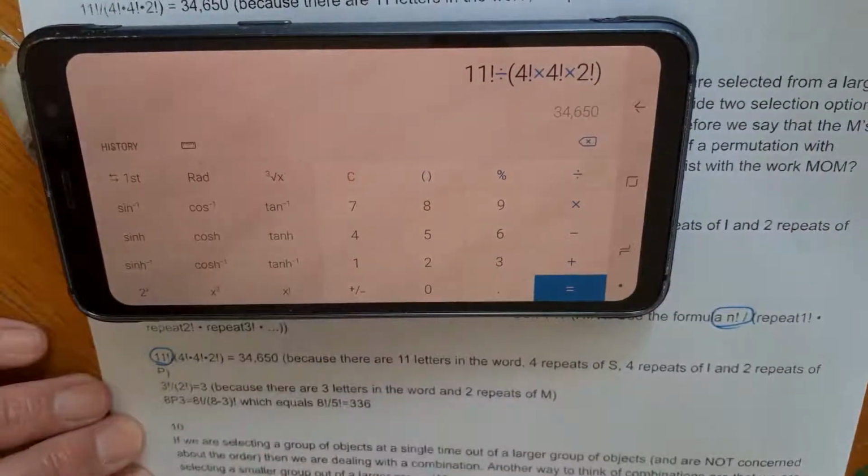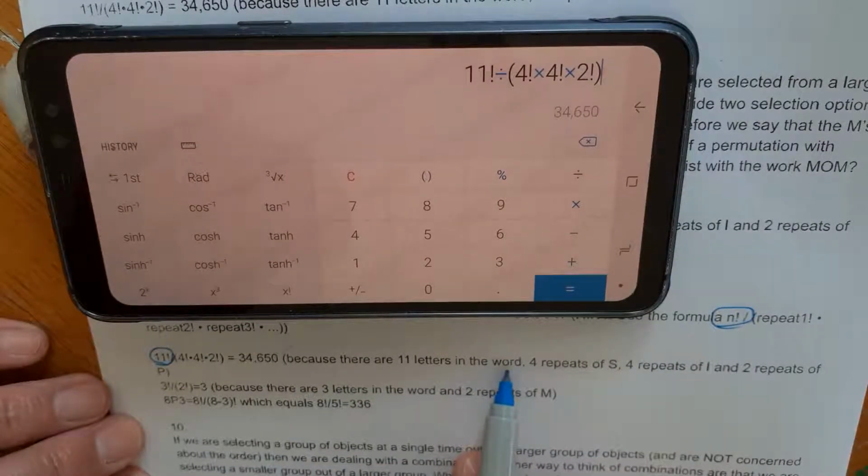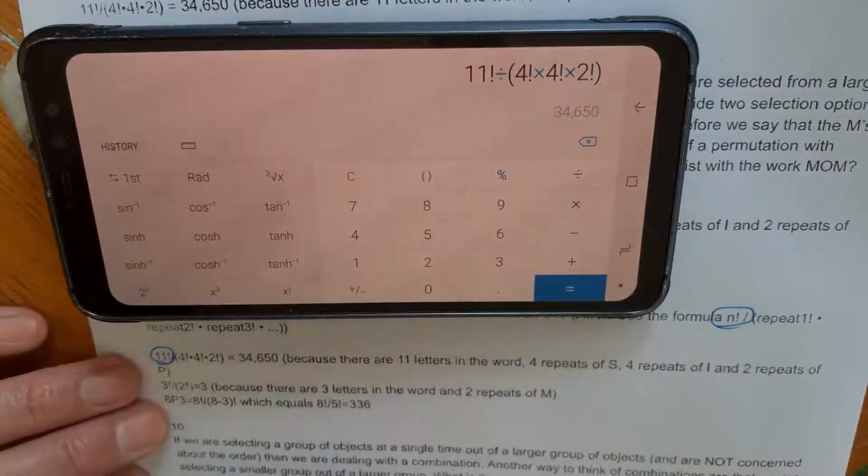34,650, check. That's the number of options you have of pulling out these letters, one letter at a time, and caring about the order, and having repeats in it. That's what the permutation with repetition does.